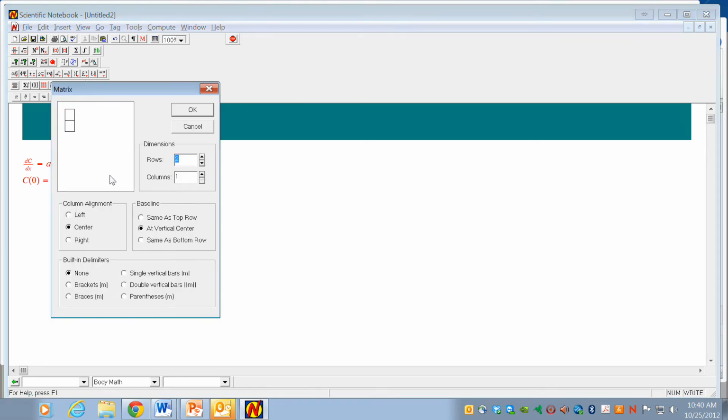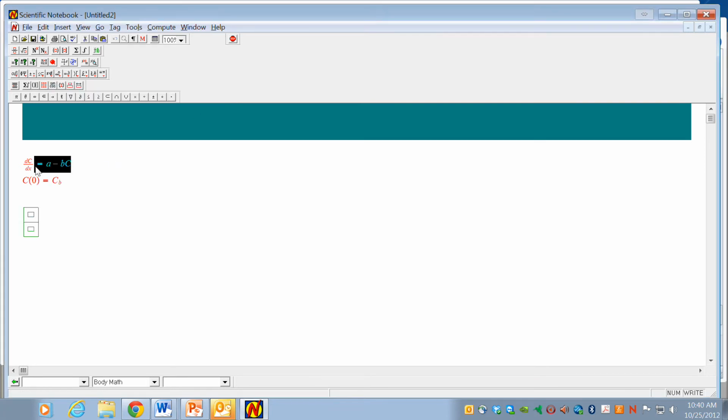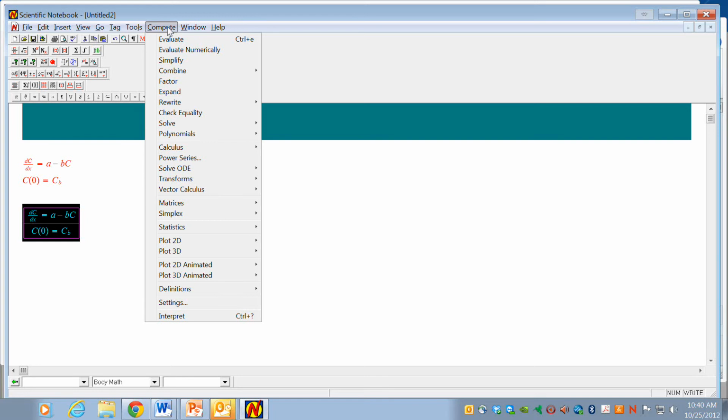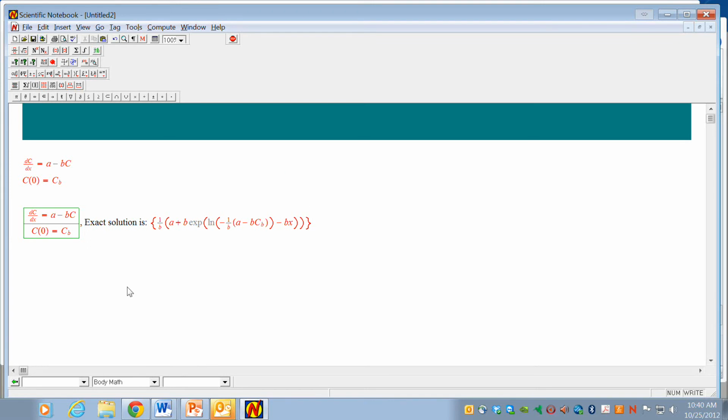The first one we'll try is to enter the equation in a matrix like this. This is just to get things organized, and what we're doing is essentially saying that we have two equations that we want to satisfy at the same time. And Scientific Notebook has a built-in capability to solve ordinary differential equations. If we go to Compute and come down here to Solve ODE, and we'll use the exact solution method, this is the result.